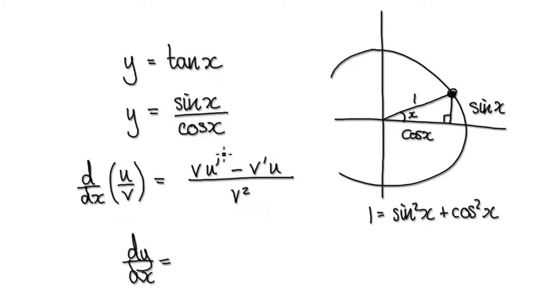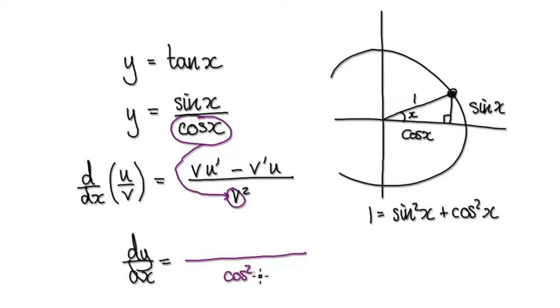So remember the quotient rule. This is your v, and this is your u. So you've got one function divided by another function. So if you're trying to differentiate one function divided by another function, what you do is you keep the v the same. So that would be cos squared of x.